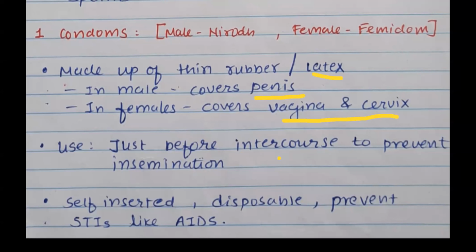Condoms are available for male and female. In male, it covers the penis part. In female, it covers the vagina and the cervix. These barrier methods are used just before the mating or copulation, just before that, to prevent insemination.